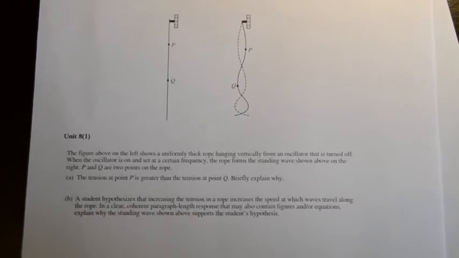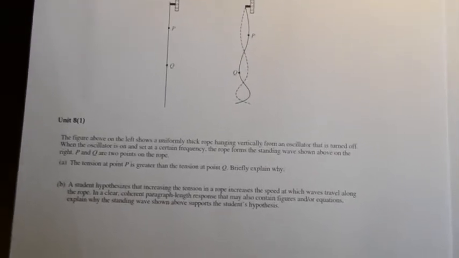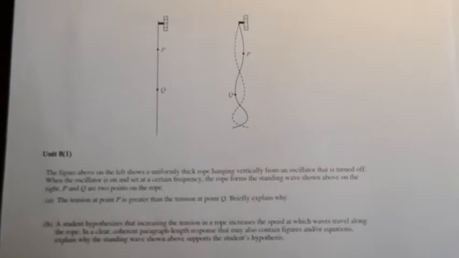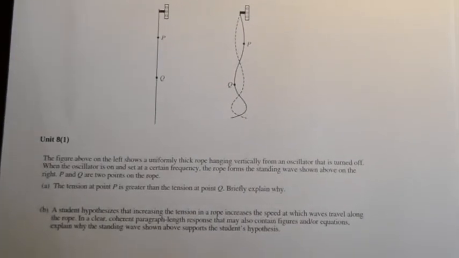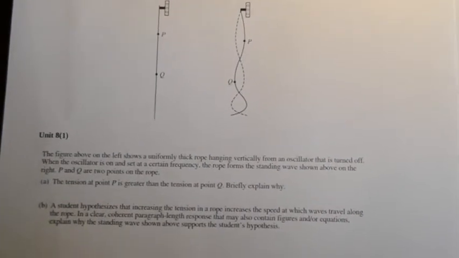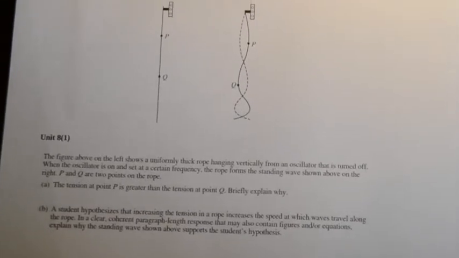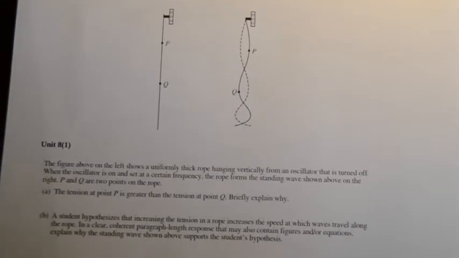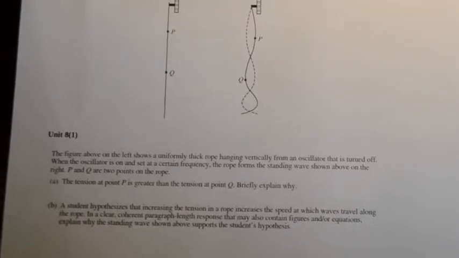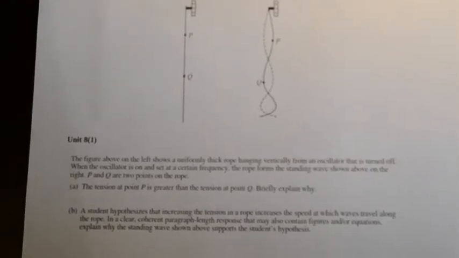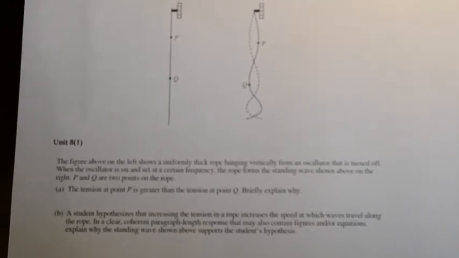This is another example of a possible free response on your test. The question says, the figure above on the left shows a uniformly thick rope hanging vertically from an oscillator that is turned off. When the oscillator is on and set at a certain frequency, the rope forms the standing wave shown above on the right. P and Q are 2 points on the rope. Part A says, the tension at point P is greater than the tension at point Q. Briefly explain why. So for this, you would just give a brief explanation.